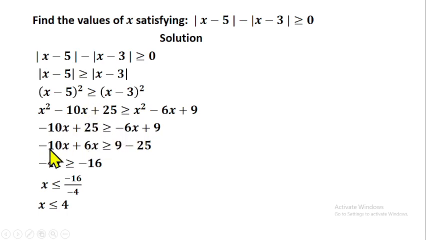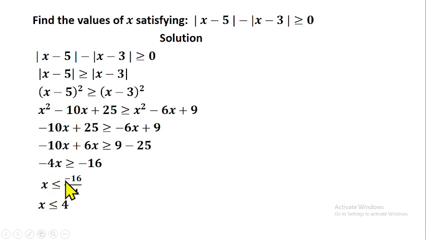Minus 6s comes here, so you have minus 10s plus 6s greater than or equal to 9 minus 25. From there, minus 10s plus 6s will give us minus 4s. Then greater than or equal to 9 minus 25 will give us minus 16. So you are going to divide both sides by what? Minus 4. That means this inequality will change.